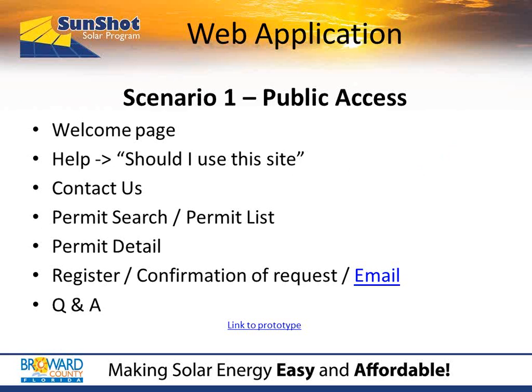You're going to see the public can do a search for a permit. They can see a list of permits. The public will be able to look at details about individual permits. And then the general public will have access to the page that lets them ask for an account. They'll be able to register. And then after you see all this, then we'll stop for questions.